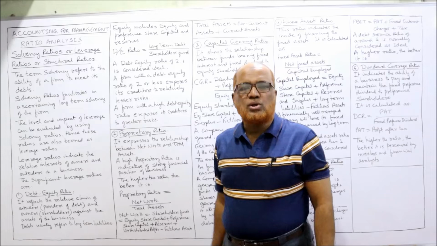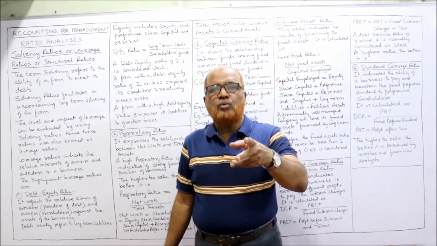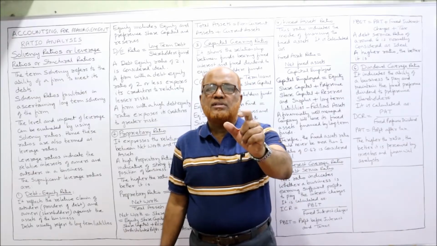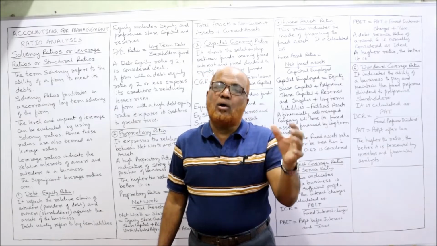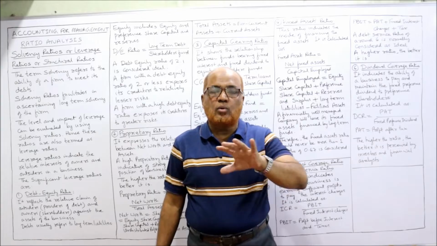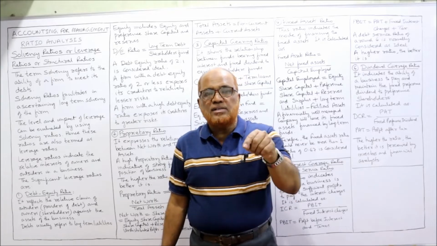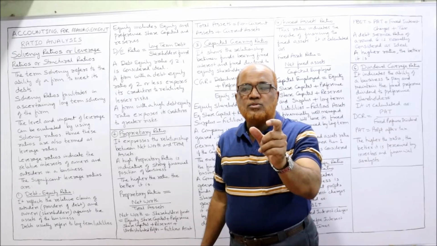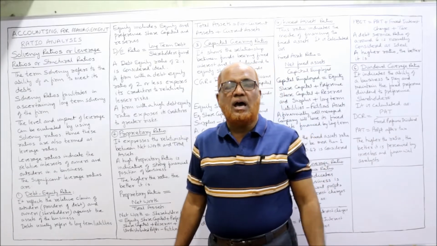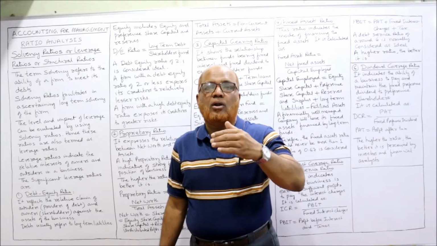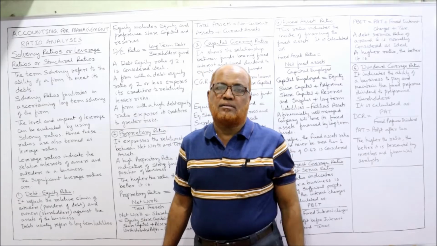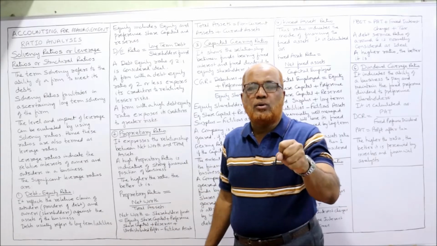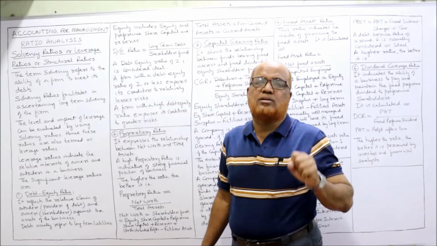That is called solvency. Solvency is of two types, short-term solvency and long-term solvency. The short-term solvency is called liquidity. We have already discussed liquidity ratios in the last video. The other term, solvency, is the long-term solvency. Long-term solvency means whether the business has the ability to pay the long-term liabilities, the long-term debts, whether the business will be able to make the payment or not.